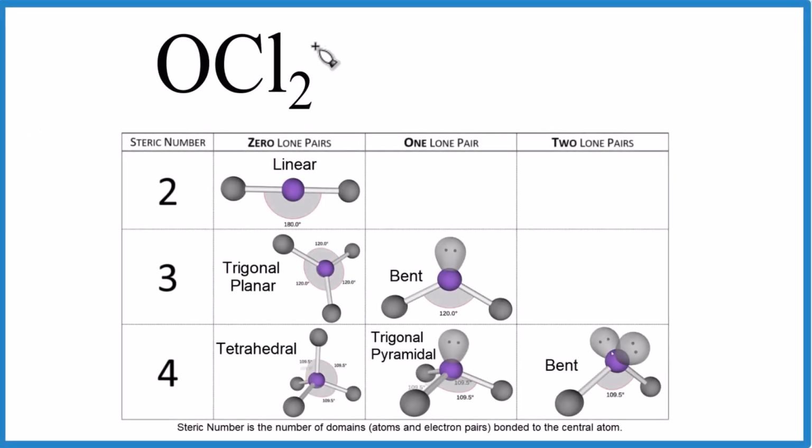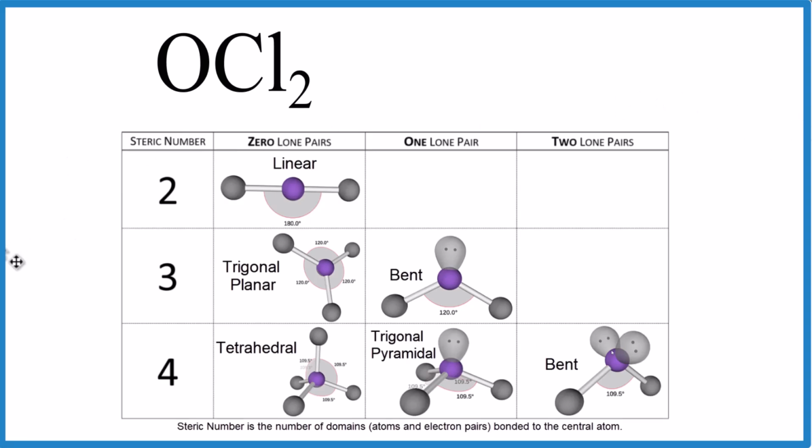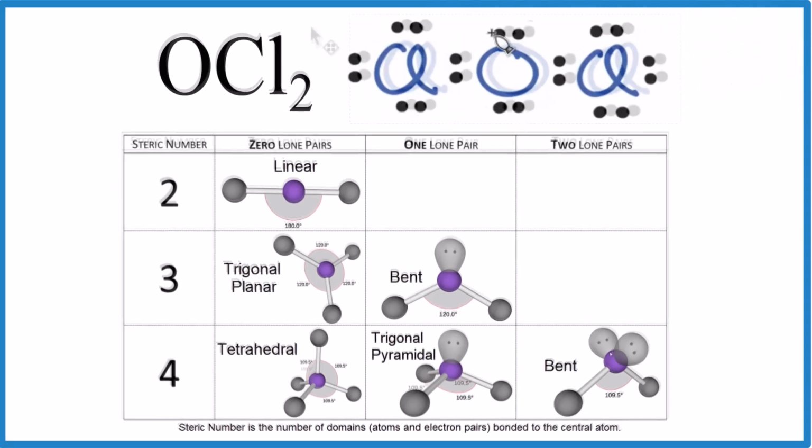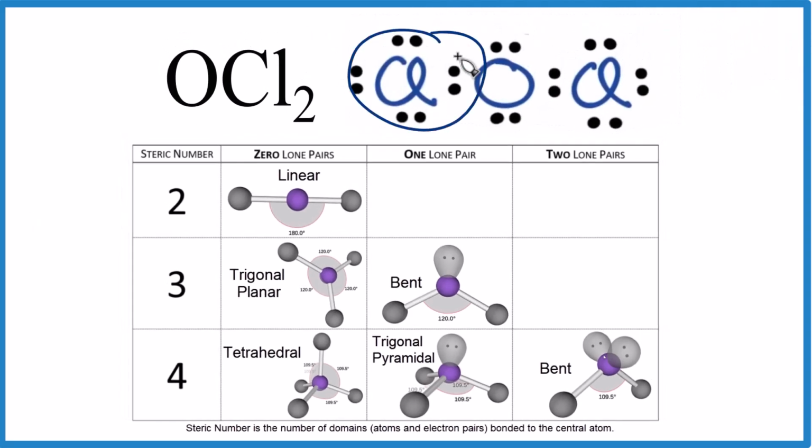In this video, we'll take a look at the molecular geometry, also called the molecular shape, for OCl2. And note that sometimes OCl2 is written Cl2O. It's the same thing. This is actually a little more common, but the molecular geometry is going to be the same. So we look at our Lewis structure here, and we have two chlorine atoms. That's the Cl2, the oxygen in the center.